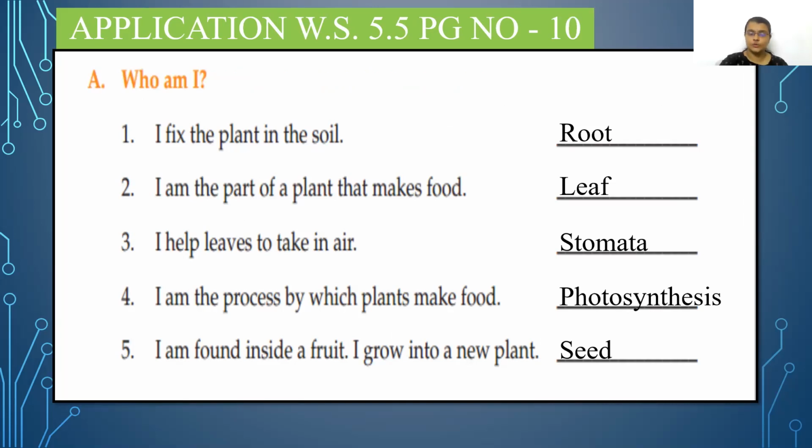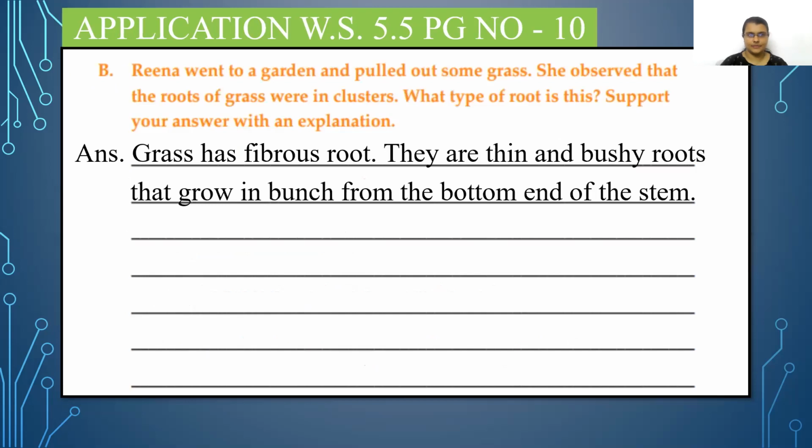Stomata. Fourth one, I am the process by which plants make food. So, what is the correct answer? Photosynthesis. Fifth one, I am found inside a fruit. I grow into a new plant. What is the correct answer? Seed. Right? Now, we will move to the next question.